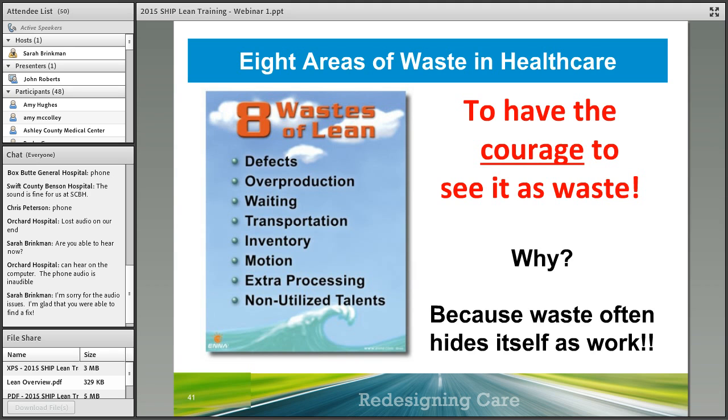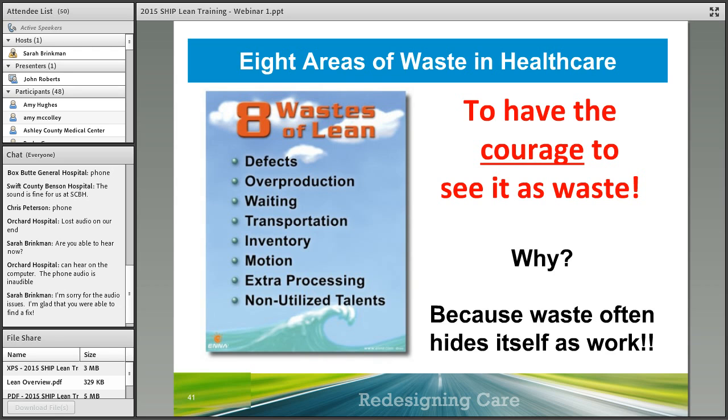One of the things I often talk to my clients about, and when we're working with hospitals in the different projects, is that identifying these 8 areas of waste really takes some courage. Why? Because it often hides itself as work. When we begin to identify, for instance, a value stream, and we begin to identify that maybe 30 to 40% of that process is not adding value to the patient's outcome, you're really looking at somebody's job and the way they've been doing their business.